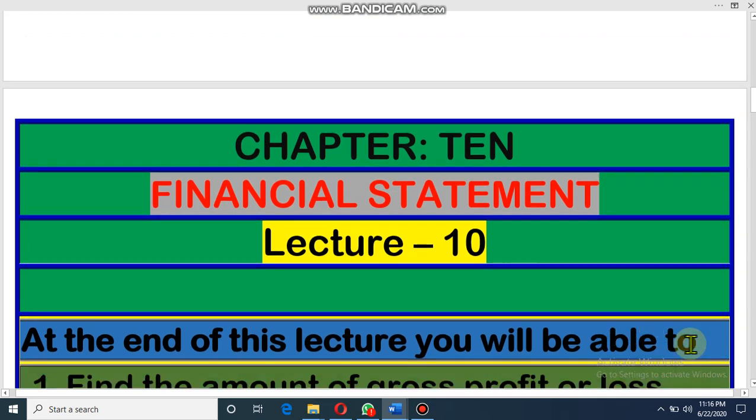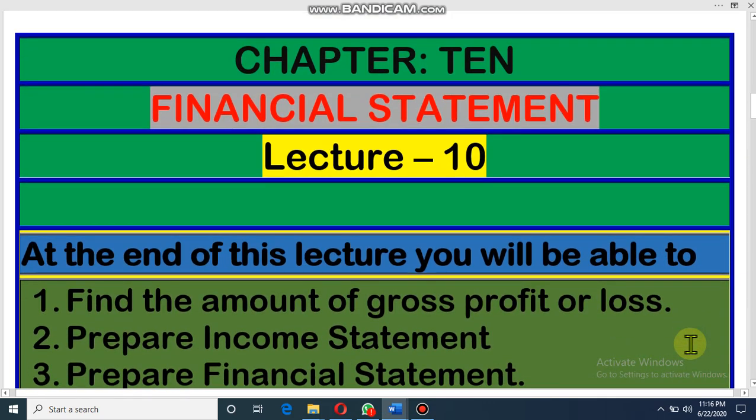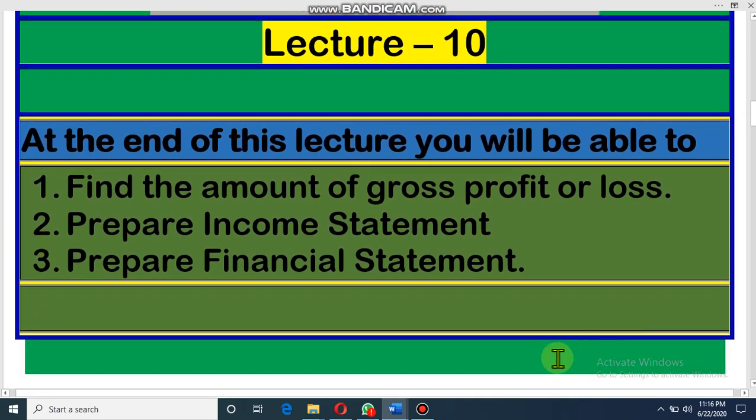Dear student, today we will discuss chapter 10, and chapter 10 is financial statement. This is our 10th lecture from this chapter. At the end of this lecture, you will be able to find the amount of gross profit or loss. You can prepare an income statement. You can prepare a financial statement also.